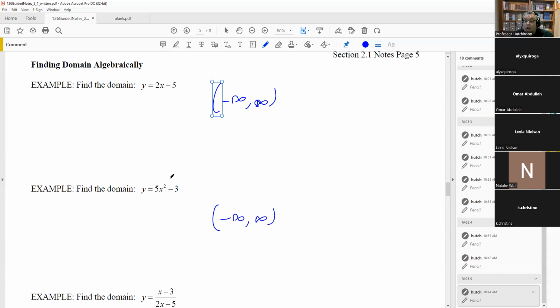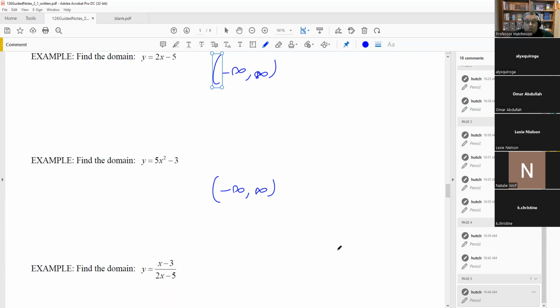Okay, I have a square that's here, but there's no chance of me taking the square root of a negative number or dividing by 0, because whatever value I put in for x, none of that's going to happen. I can put any value for x that I want, and I'm always going to get a value out for y. So that's another one where my answer is going to be all real numbers, negative infinity to positive infinity.